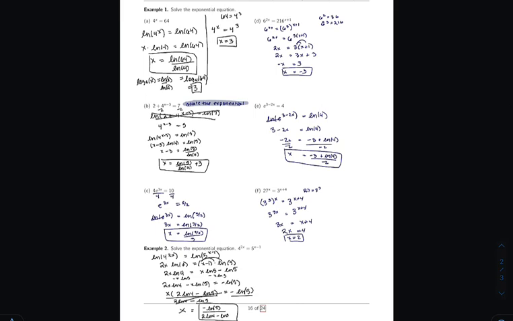All right, so we just solved a lot of exponential equations. This should get you ready to work on the homework and on the learning assignment. So happy solving exponential equations.